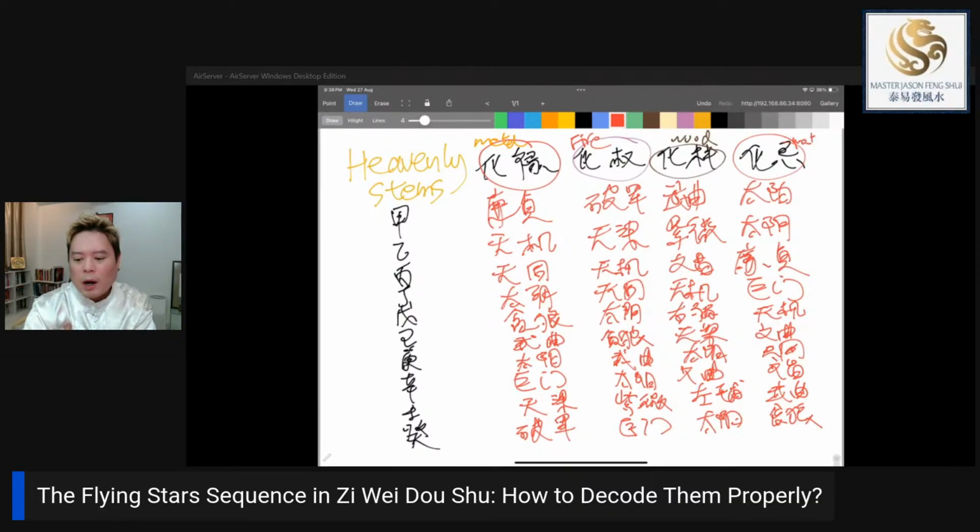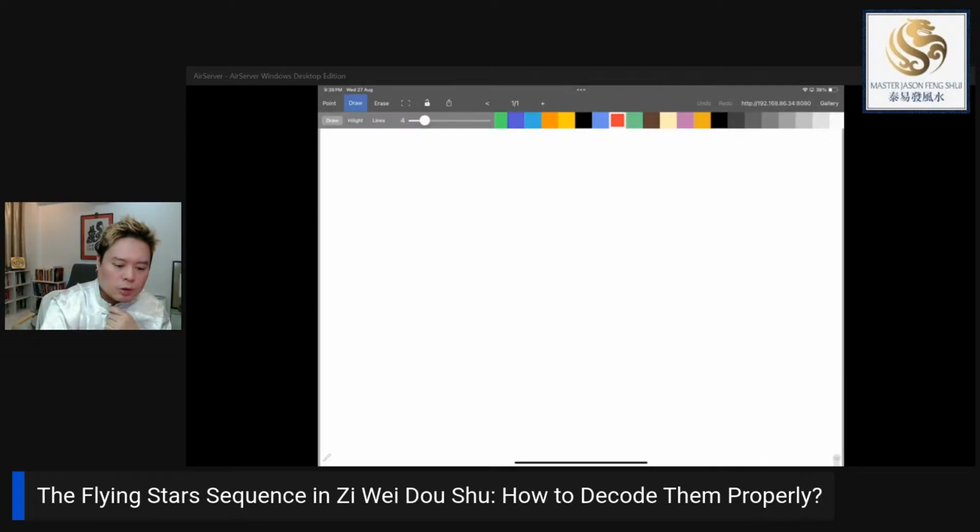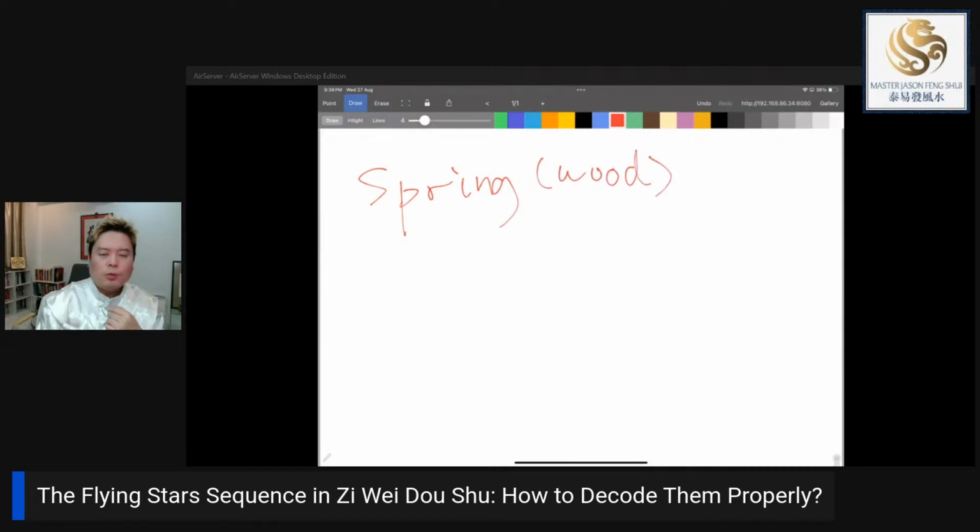If you ask me why they are of different elements, it is really because of the four seasonal energies: spring, summer, autumn and winter. For example, spring is of the wood element. Springtime is where you see all the wood growing at a more rapid rate and speed, and that is the Hua Ke energy.